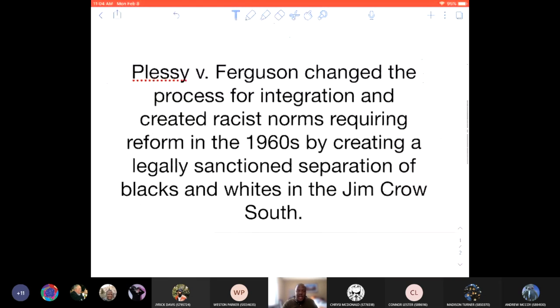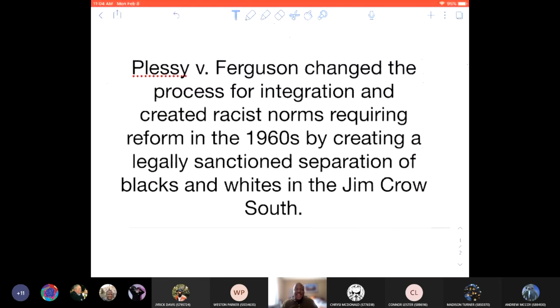And when we put it all together, we come up with a pretty solid thesis that can inform your entire project. This would be something you would say in your documentary, or would go on the front page of your website. Plessy v. Ferguson changed the process for integration and created racist norms requiring reform in the 1960s by creating a legally sanctioned separation of blacks and whites in the Jim Crow South. Okay, so what we've done here, again, is write a thesis statement.